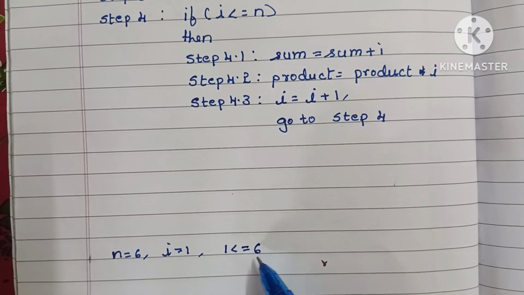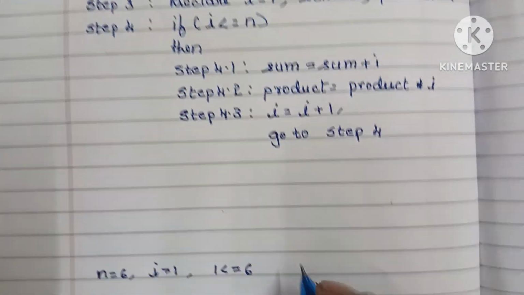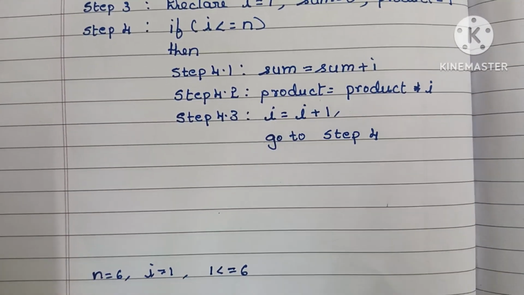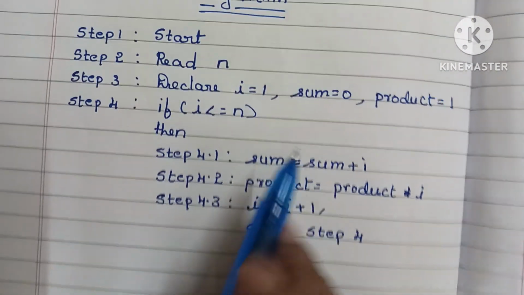Then, is this condition true? 1 is less than or equal to 6, so it will execute the steps. Next, we have to find the average of 3 numbers. Finally, we have to stop the flowchart using the stop statement. Sum is equal to sum plus 1. Initially sum is equal to 0.